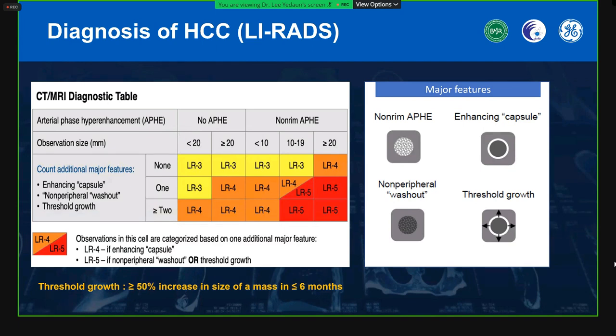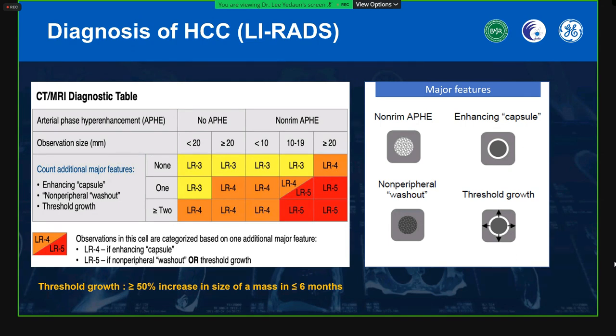As you can see, in this CT/MRI diagnostic table, LR-3, 4, 5 are classified according to size, presence of non-rim arterial enhancement, and whether or not they show 3 additional major features. Additional major features are enhancing capsule, non-peripheral washout, threshold growth. The 30% of LR-3 are malignant, with 38% being HCC.